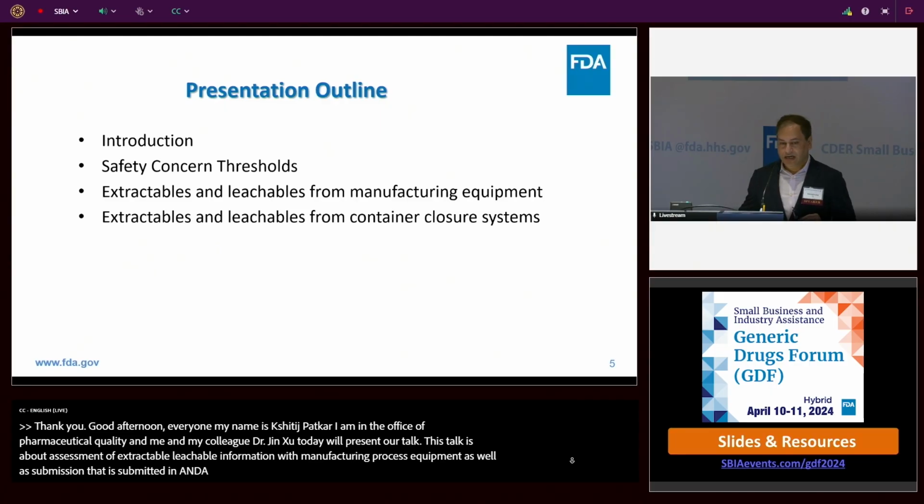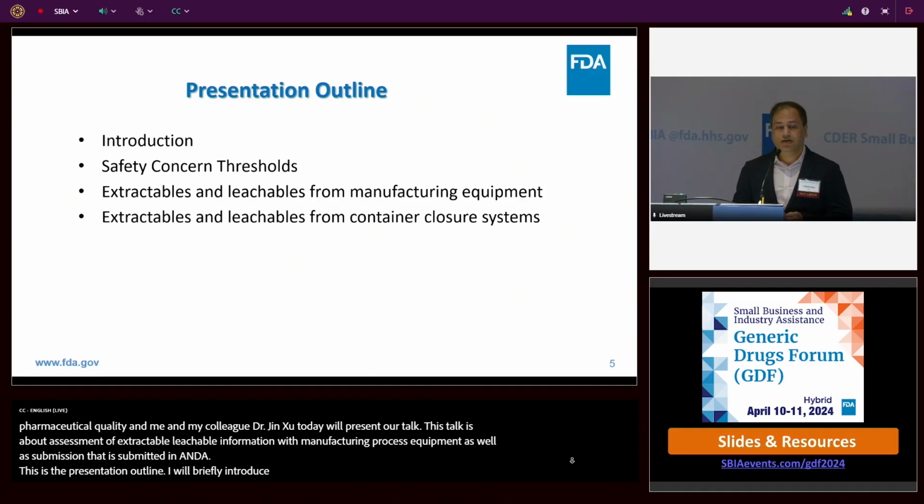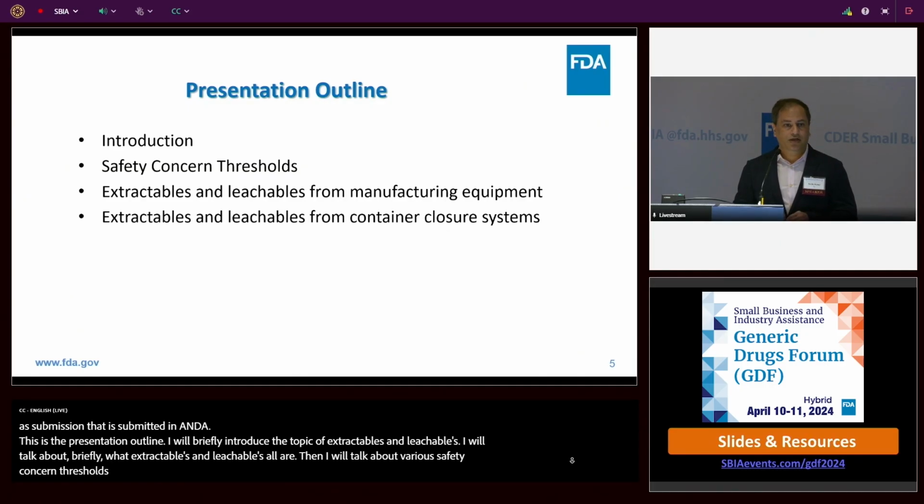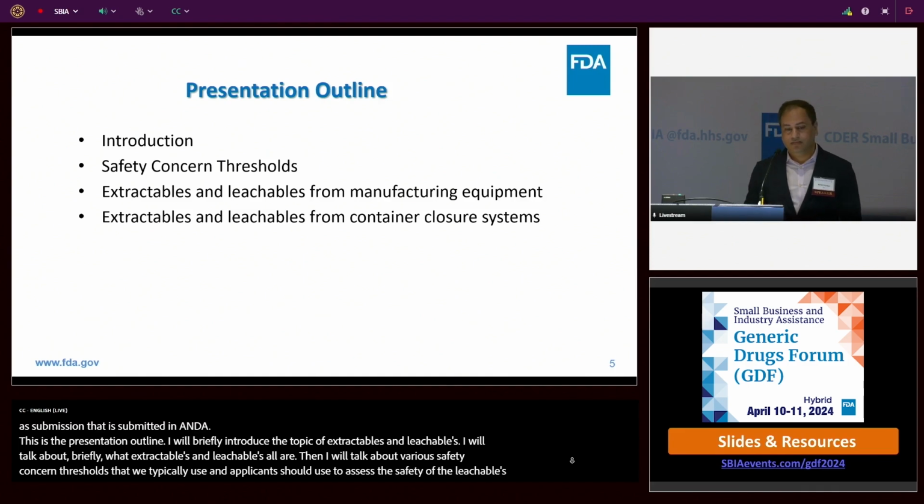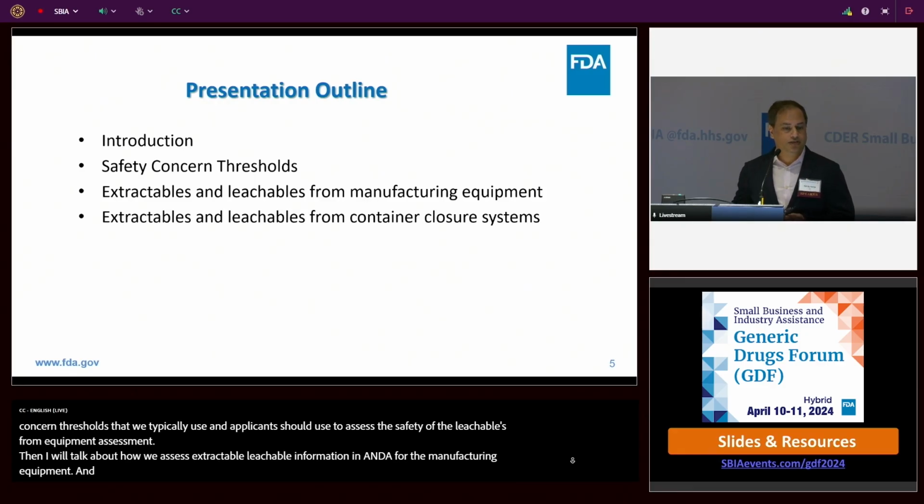So this is the presentation outline. I will briefly introduce the topic of extractables and leachables, and talk about what extractables and leachables are. Then I'll briefly talk about various safety concern thresholds that an applicant should use to assess the safety of the leachables from equipment or container closure systems. Then I will talk about how we assess extractables and leachables information in ANDAs for the manufacturing equipment, and Dr. Xu will talk about extractables and leachables from container closure systems.